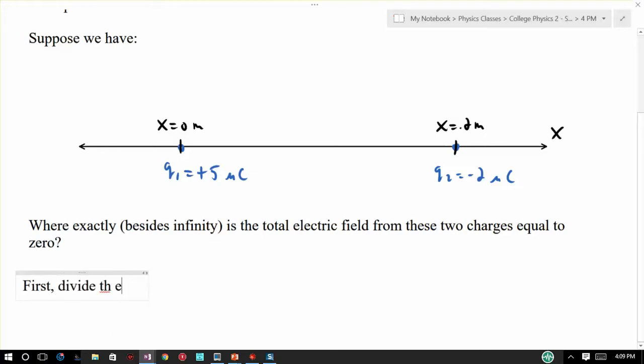Divide the, what did I say here? Divide the axis into 3 regions. That's probably not the best way to say that. But what I'm saying here is there's a place to the left of both charges, a place in the middle of both charges, and a place to the right of both charges. Those are the 3 regions that I'm talking about.